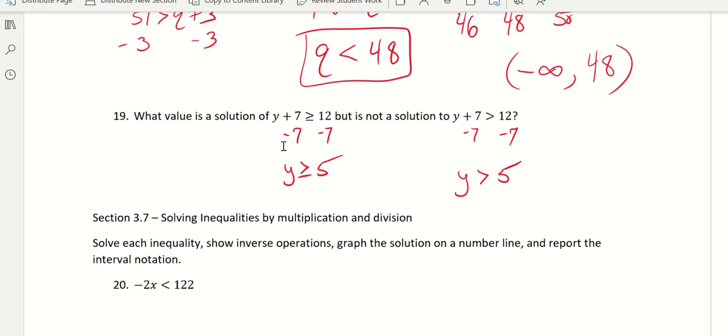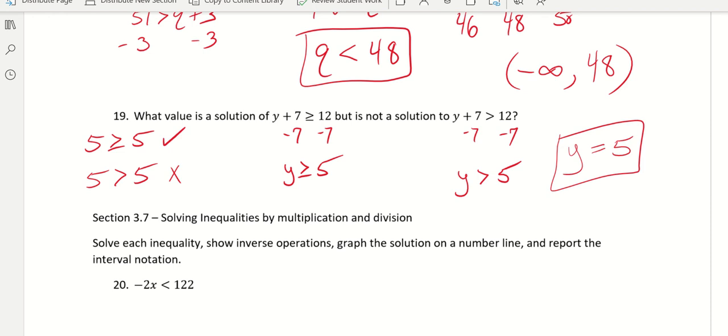There's one value that is true for one of these, but not true for the other, and that's when y equals 5. So when y equals 5, we get 5 is greater than or equal to 5, and that's true because 5 is equal to 5. But when we plug into the other one, y is greater than 5, 5 is greater than 5, that is not true. So what is a solution to y plus 7 is greater than or equal to 12, but not y plus 7 is greater than 12? y equals 5 is the solution to y is greater than or equal to 5, but it's not a solution to y is greater than 5.